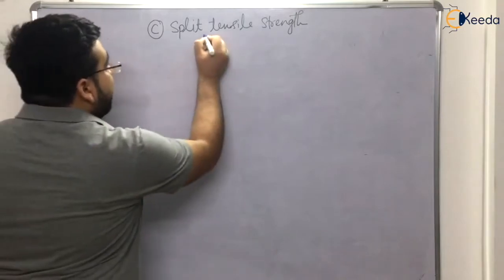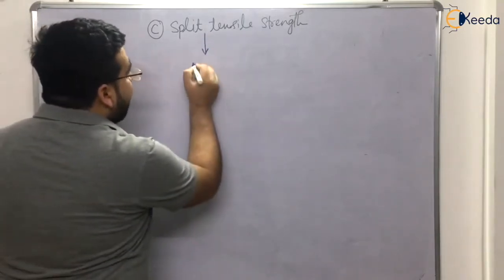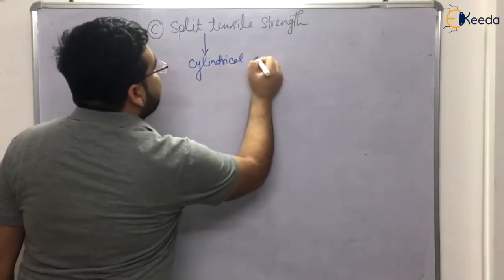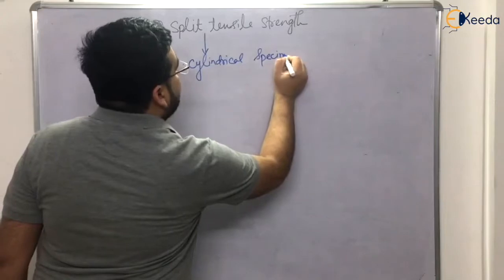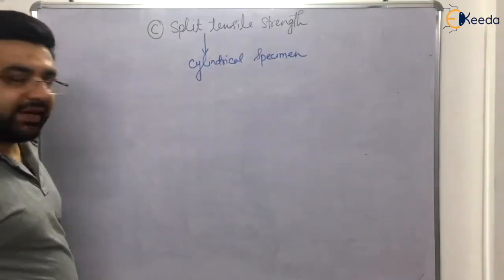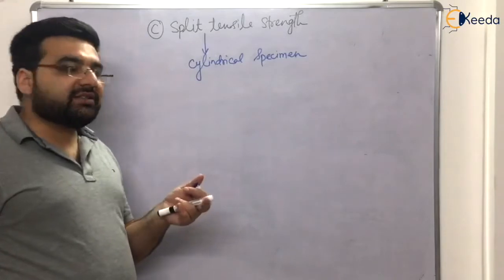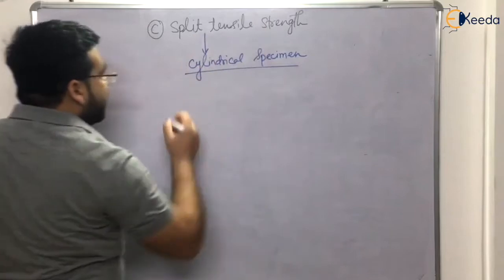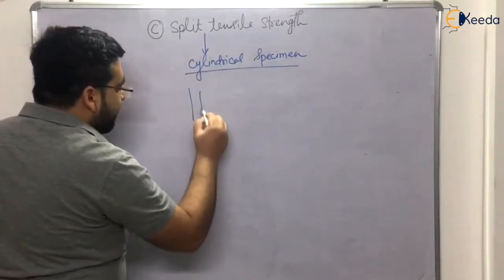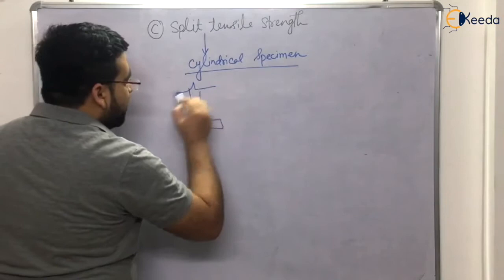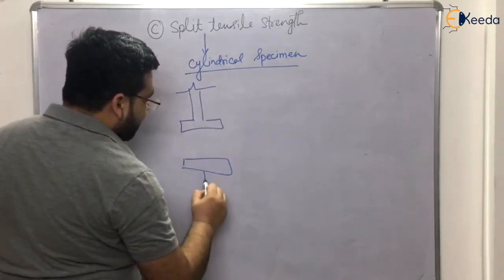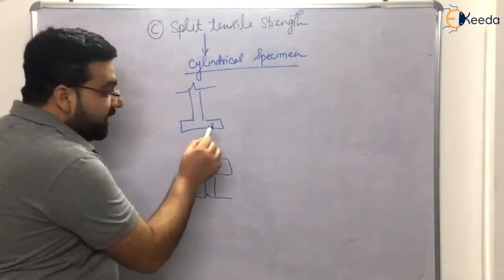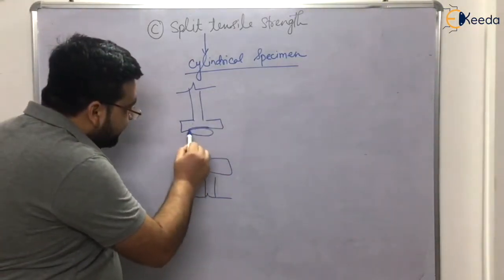Split tensile strength is determined by cylindrical specimen. I have already told you in foreign countries they are mostly using cylindrical specimen, right? So how to determine this split tensile strength? Now you have a universal testing machine. These are the jaws of the UTM. In case of compression, what we used to do? In case of cylinder, we used to place cylinders like this.